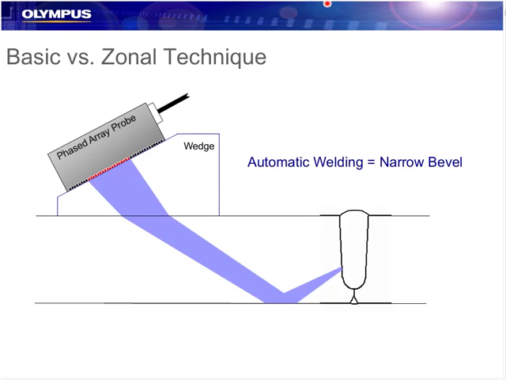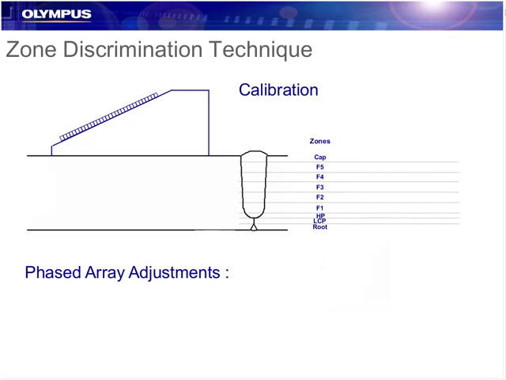So automatic welding, a lot of times we have a very narrow bevel when we make pipeline joints. So in order to make sure that we can detect, especially lack of fusion, and hit that bevel angle at the proper incident angle for detection and sizing, what we normally do in a zone discrimination technique is look at the joint design and then split the weld into various zones.